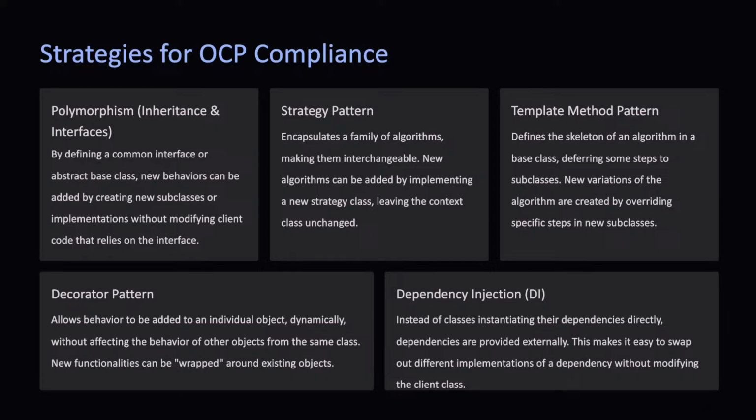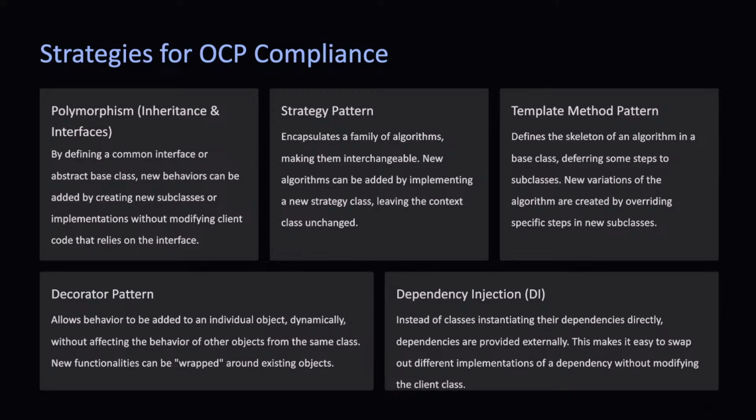Next, we have the strategy pattern. We can encapsulate a family of algorithms which are interchangeable. So new algorithms can be implemented easily, leaving the older code and existing classes unchanged. There won't be any change in the previous classes, but we can define a new family of algorithms which can be interchangeable. So this is another solution for OCP compliance.